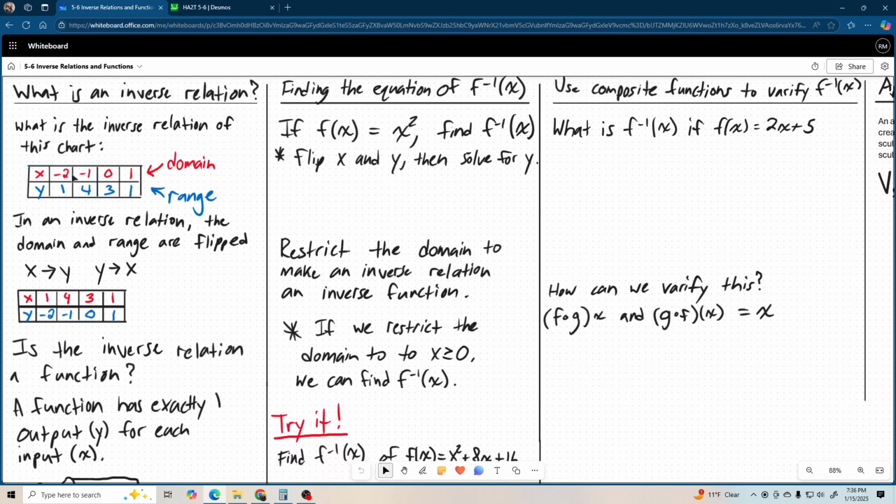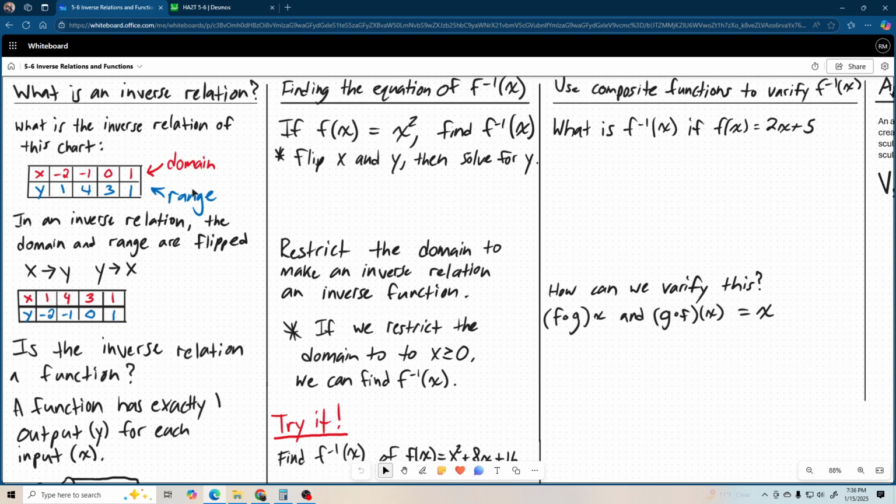Let's look at this chart, right? So here we have a few values. We have when x is negative 2, y is 1. When x is negative 1, y is 4, right? We just kind of read it. Of course, the set of all x values is our domain, and the set of all y values is our range. So in an inverse relation, the domain and the range are flipped, right?